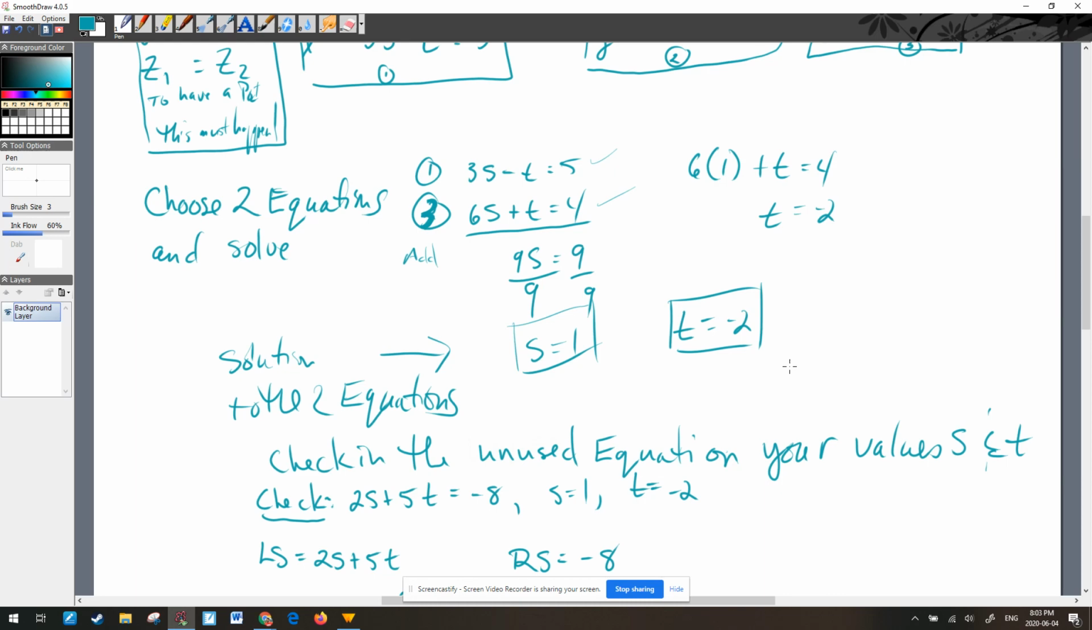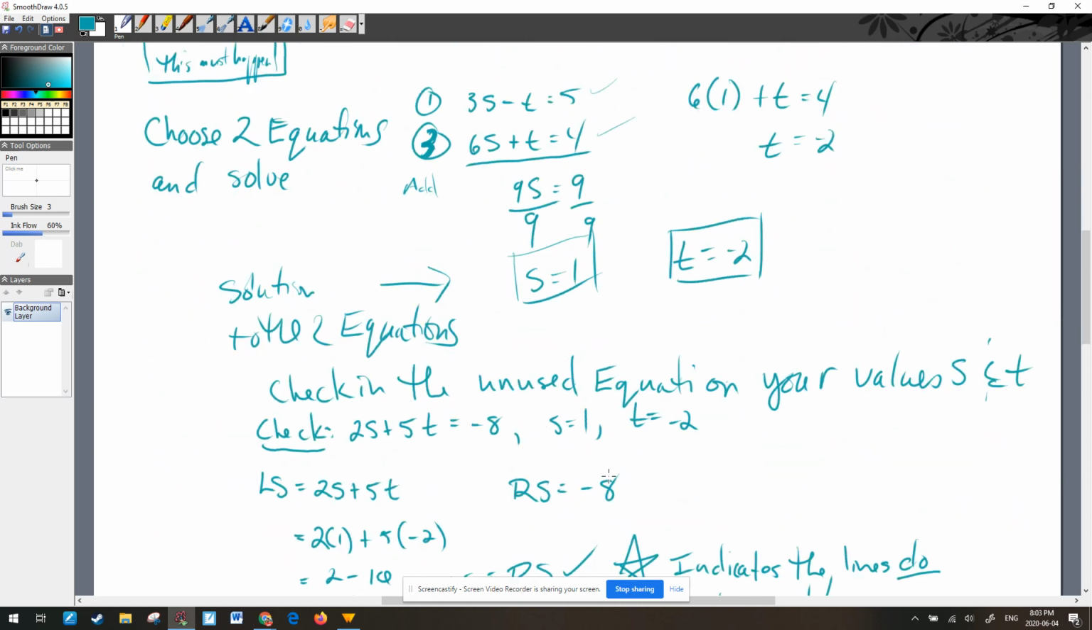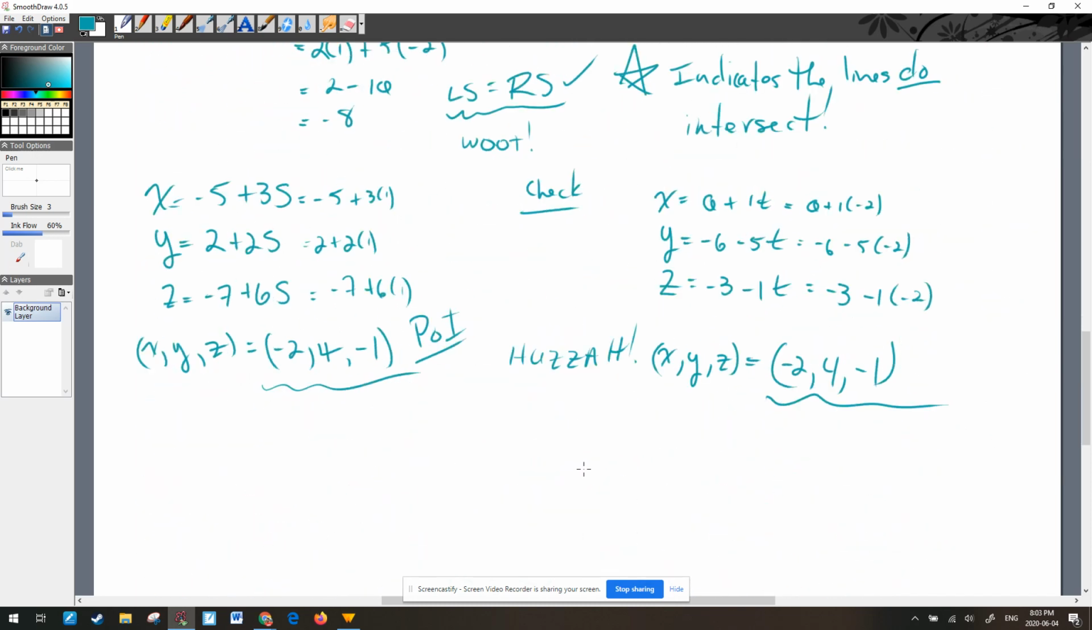And then take those parameters, substitute them into the third parametric equation. Make sure that it holds. If it does hold, then you can take that parameter and put it back into your original equations and find your point of intersection. If you have time, you can validate that you have done that correctly by checking in your other original equation. So that is how we find out whether a pair of lines in R3 intersect.